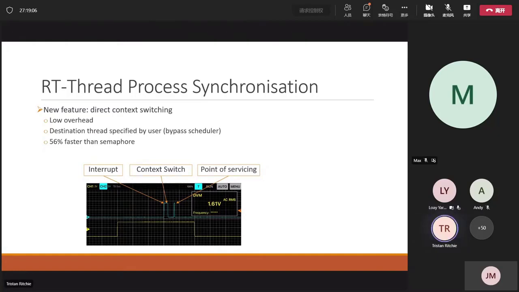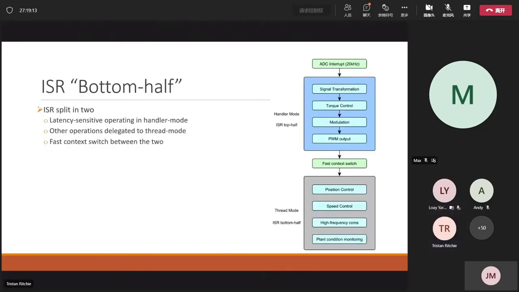And I'd like to go into a little bit more detail here on the concept of interrupt servicing bottom half. What is an ISR bottom half? Well, it is effectively a mechanism to split the interrupt servicing routine into two separate components. The ISR top half will run immediately in the interrupt handler, and this should include all of the very latency sensitive operations, such as torque control.